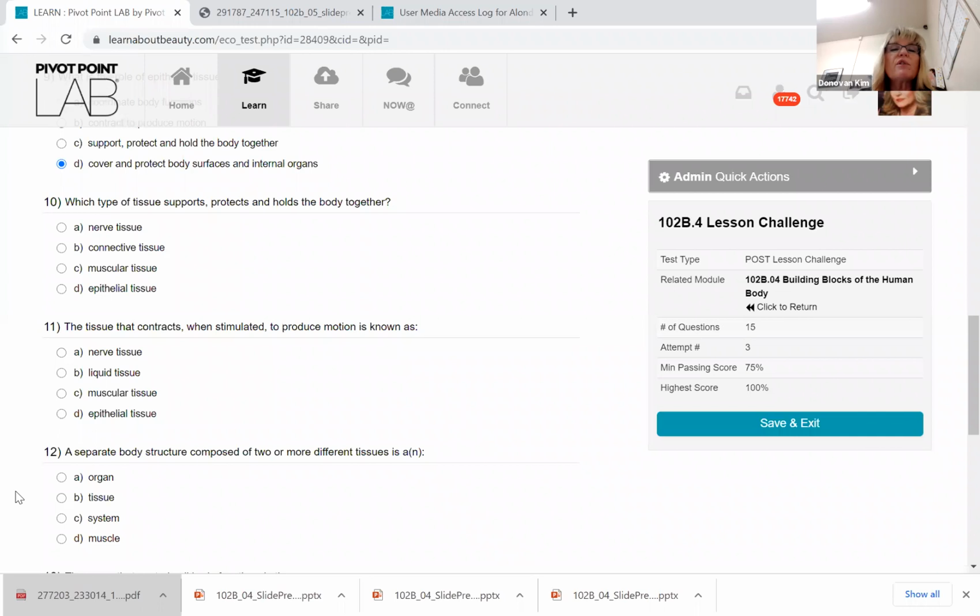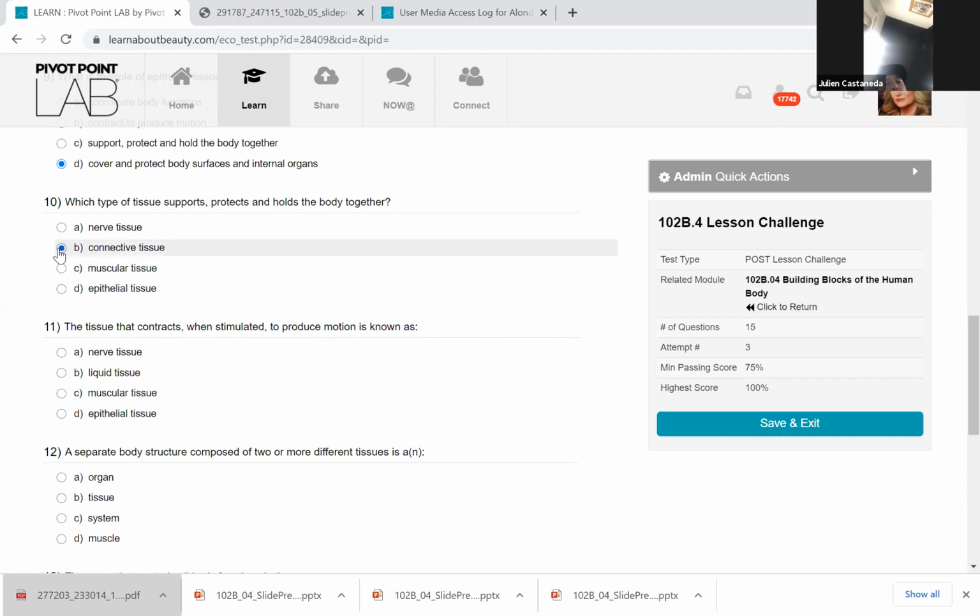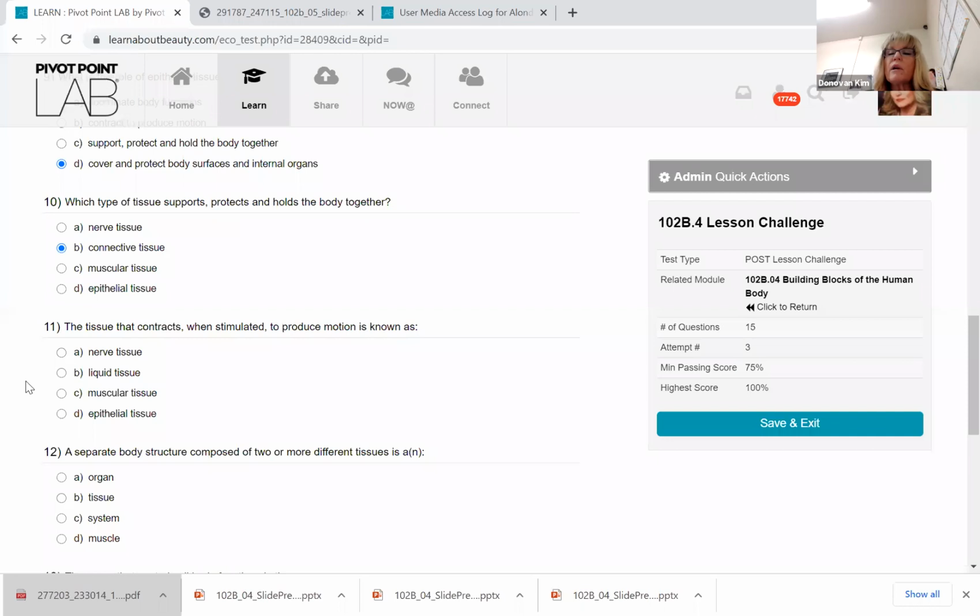Which type of tissue supports, protects, and holds the body together? Nerve, connective, muscular. Connective tissue. Connective, yes. All right, Ruben. The tissue that contracts when stimulated to produce motion is known as what? Nerve, liquid, muscular, or epithelial? Muscular tissue?